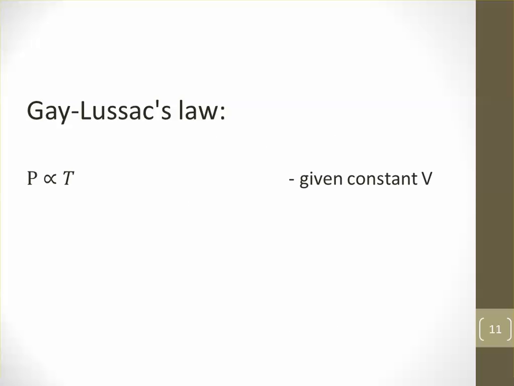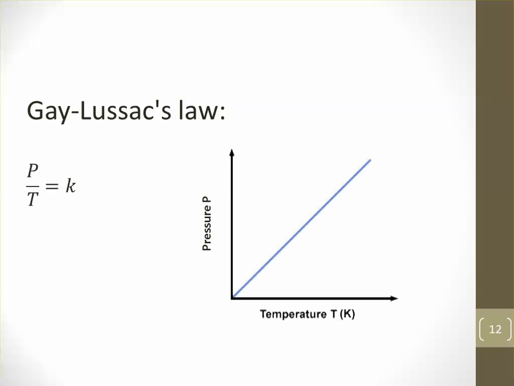We can also relate pressure and temperature under conditions of constant volume. So the ratio of pressure to temperature is a constant, and we have a familiar linear graph here. Again, we have the same sort of ratio that we had for volume and temperature.